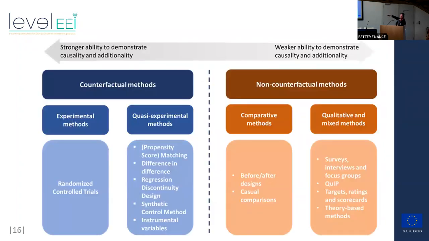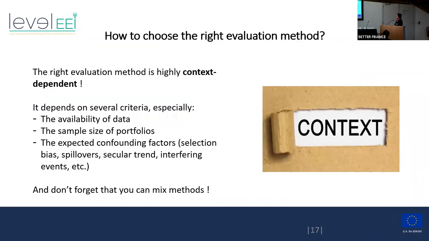So that's a sum up of all methods currently available based on the 500 pages book. And as you can see, the more you move to the left-hand side, the stronger your ability to demonstrate causality and additionality. And the maximum, the best proof you can provide is through counterfactual methods. And especially the very famous randomized controlled trials, the ones that have been made famous by Esther Duflo for development aid programs.